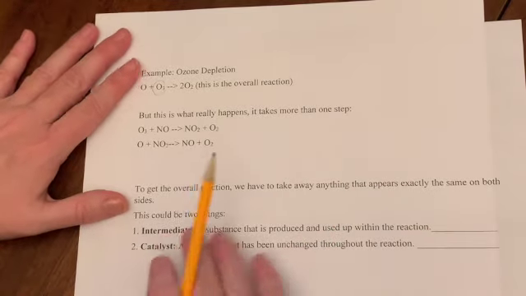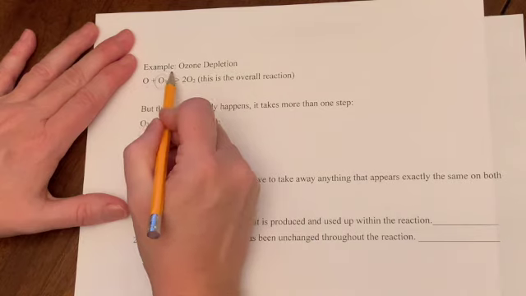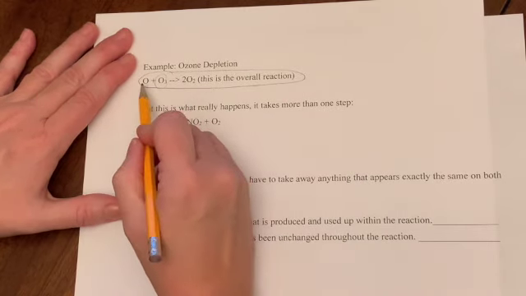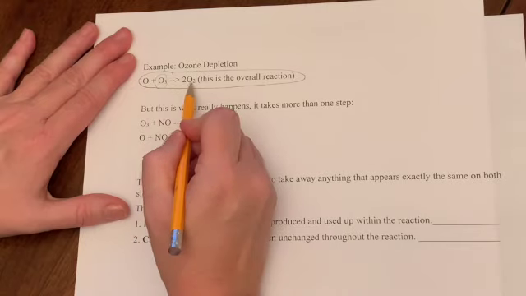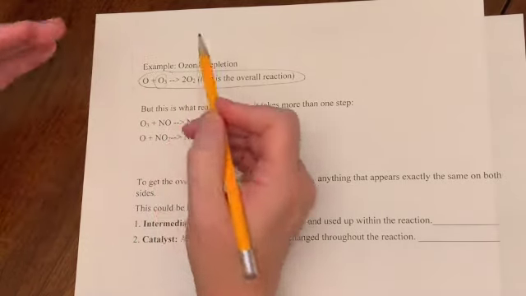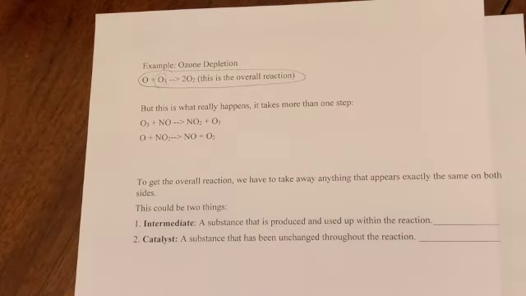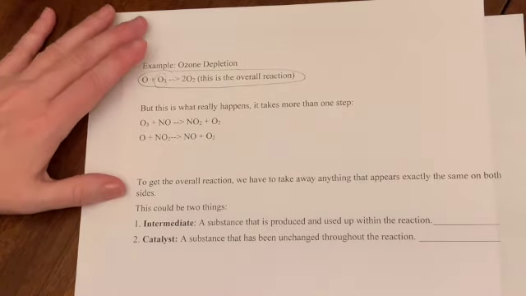So let's take a look at this reaction. This up here is what is known as the overall reaction. These are your starting reactants. This is your end product. Reactions, however, don't always take place in just one step. Oftentimes they take more than one step.